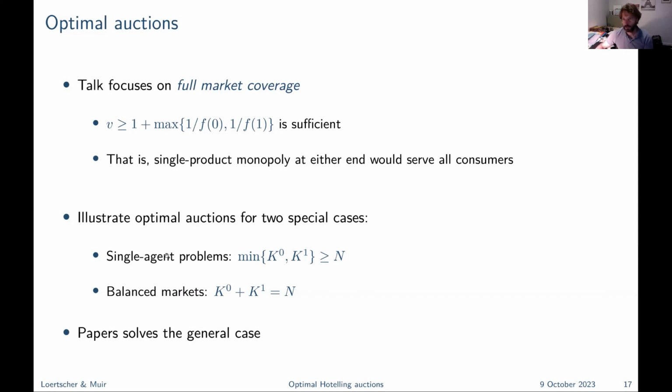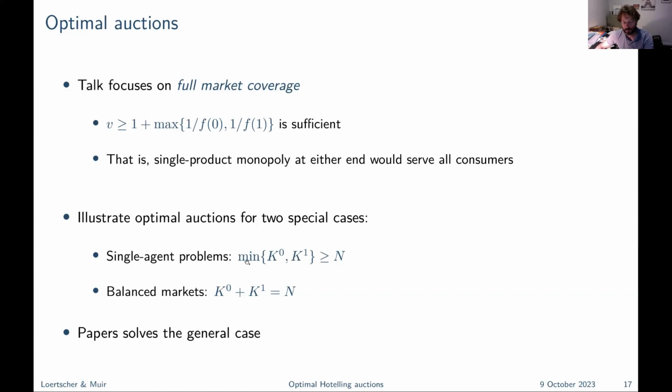Okay, and we'll be looking here at two special cases. One is what could be called n single agent problems. That is, you have enough goods at zero and at one to satisfy all the agents, in the sense that the minimum of Q0 and Q1 is at least as large as n. So then you can just think about having n single agent problems. And the other problem is kind of a converse of that, where you just have enough goods overall to satisfy all the buyers, but no more. So Q0 plus Q1 is equal to n, and that's what we refer to as the balanced market problem.